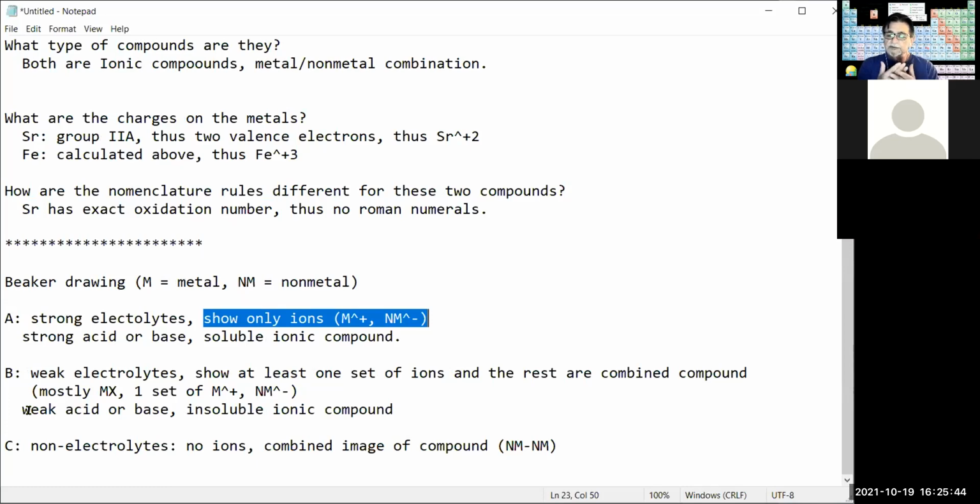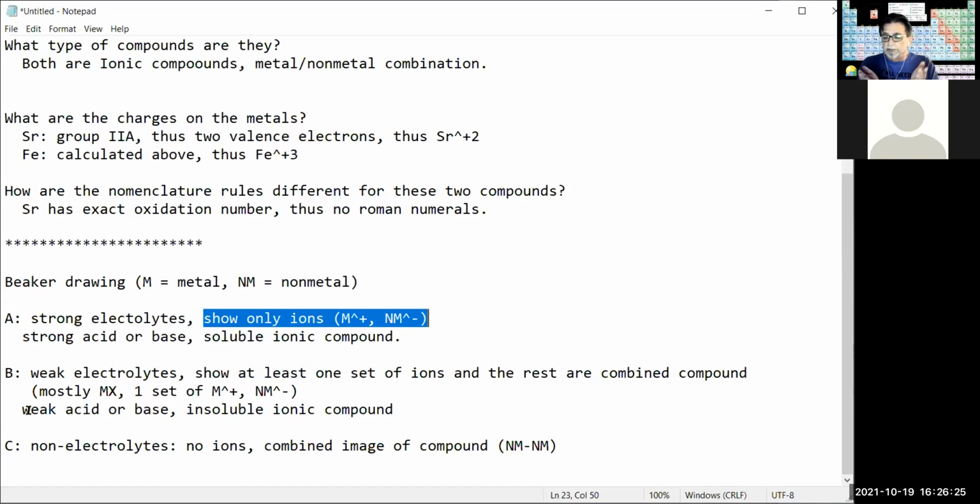Now, even though it's classified as insoluble, and I have to get this across because people have the impression that because it's classified as insoluble, nothing goes in solution. That's not 100% true. Insoluble just means that a very small number of that ionic compound dissociates. We still have some ions, and that's why we show it as a weak electrolyte, but only showing like one pair of ions in solution. The rest of the material is still intact and not separated into their respective ions.